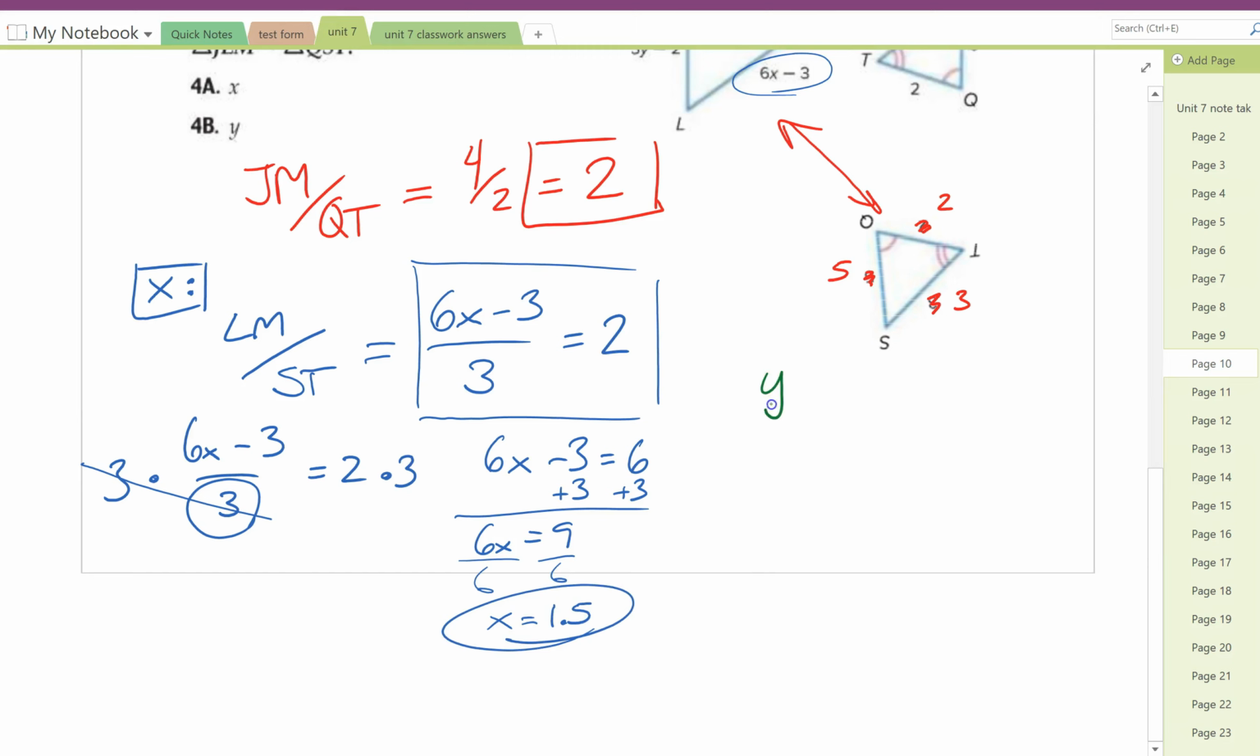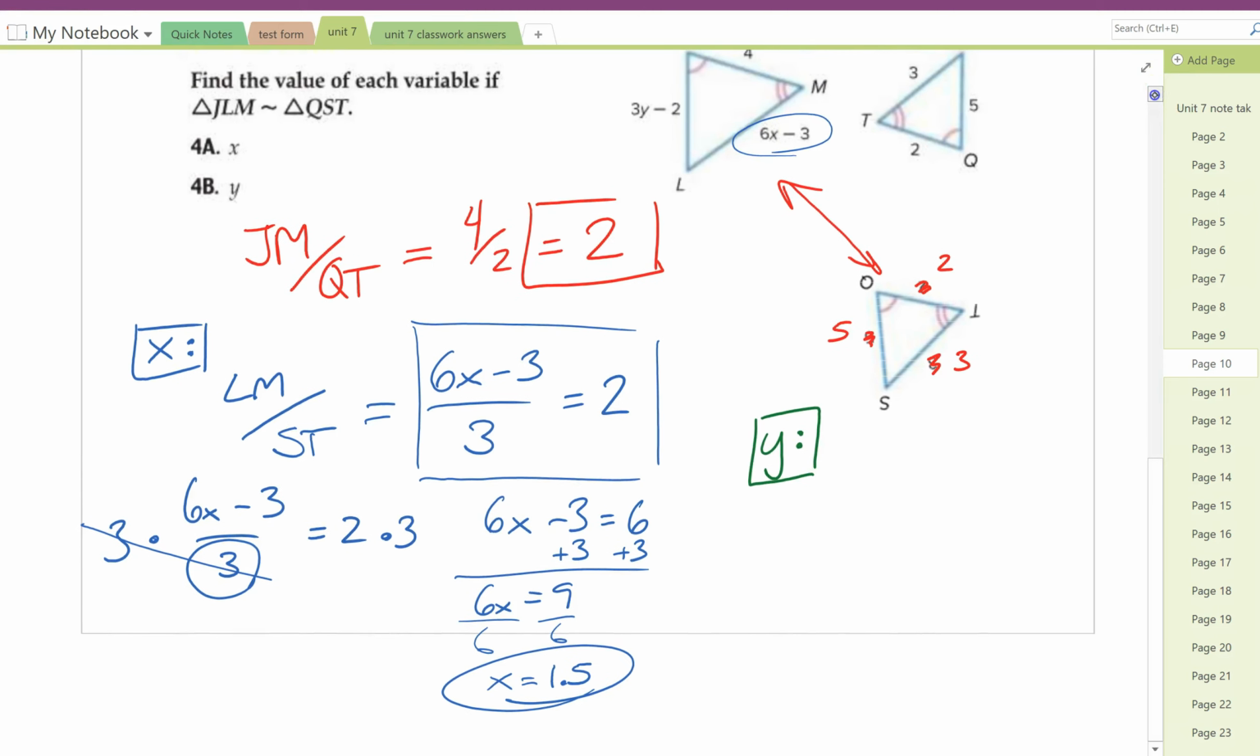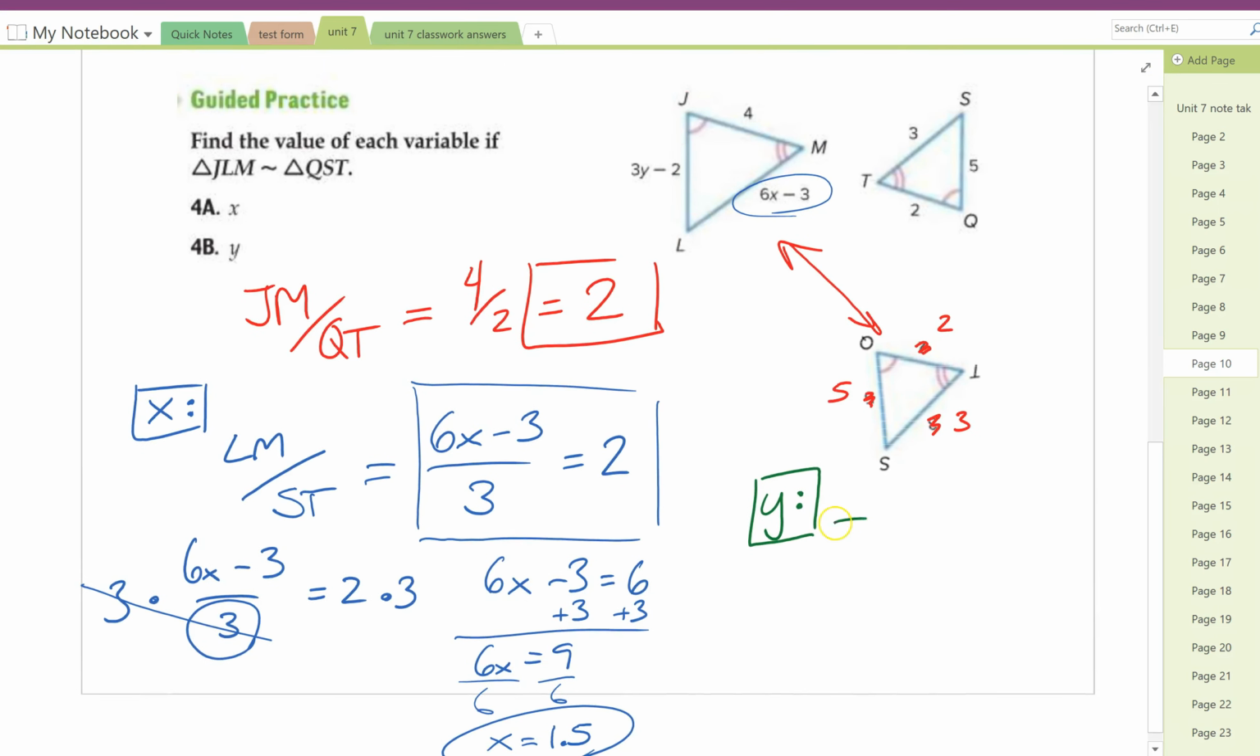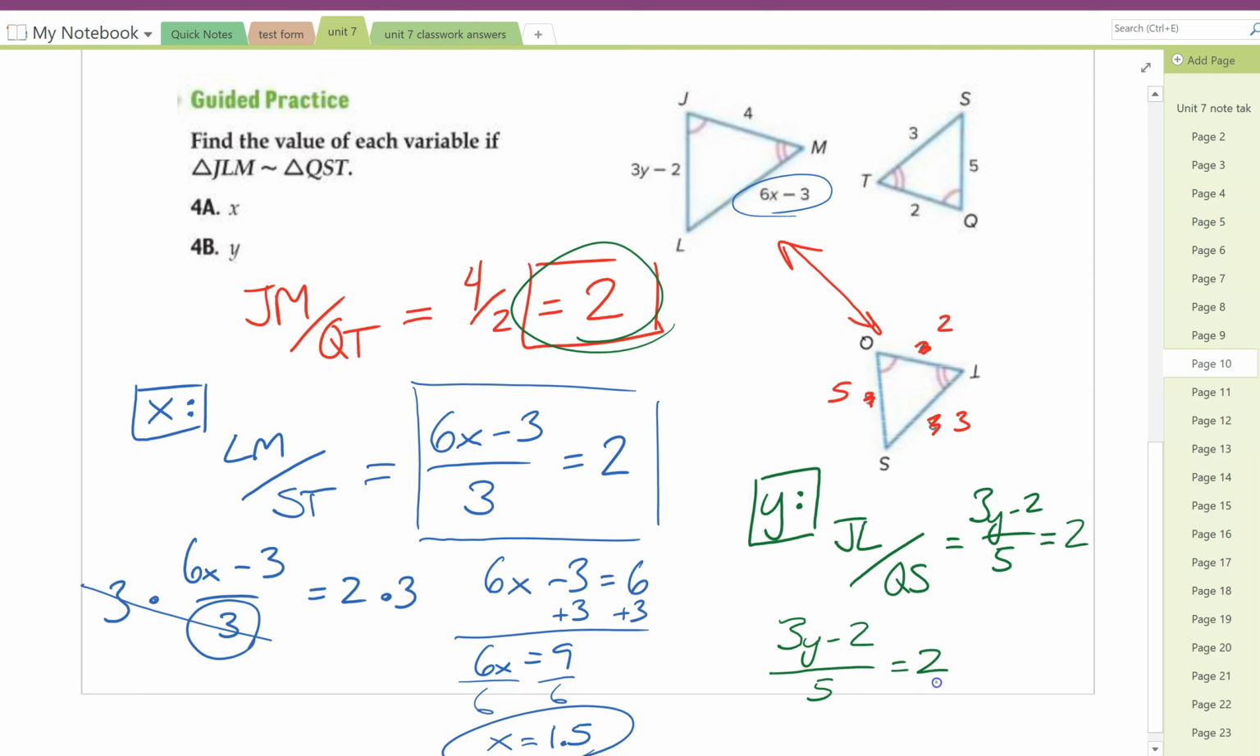Now I'll solve for y over here. We go back up to the picture, and the expression with y in it is on side JL. Side JL corresponds with QS. So JL, 3y minus 2, QS is 5. And I know that that ratio, again, has to be 2. So 3y minus 2 over 5 has to equal 2.